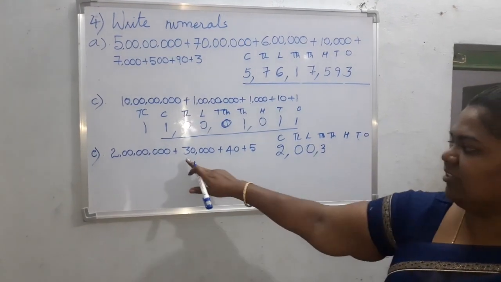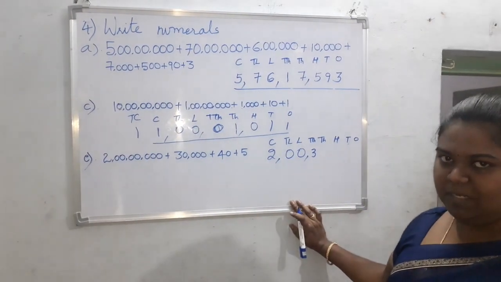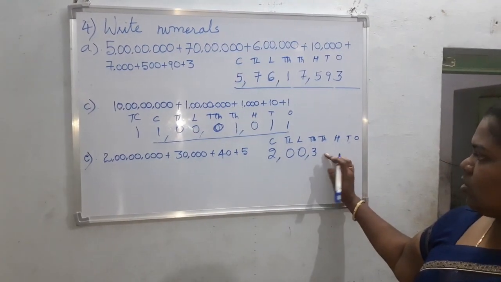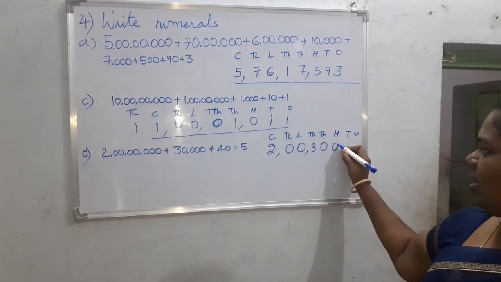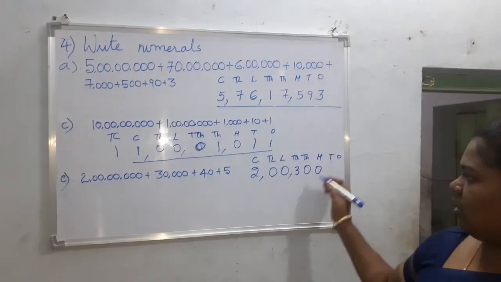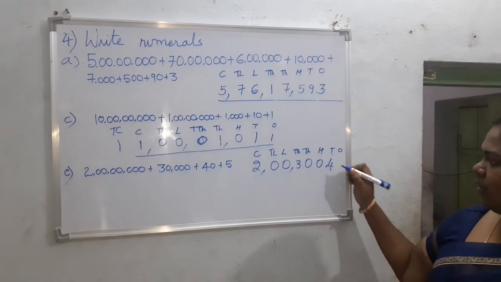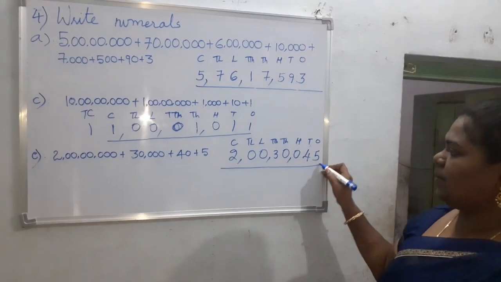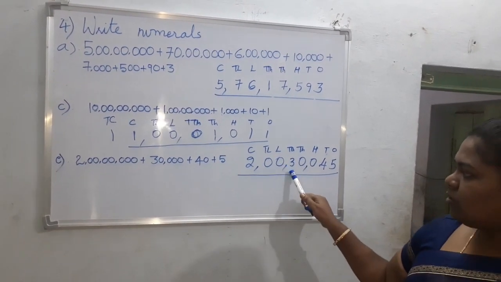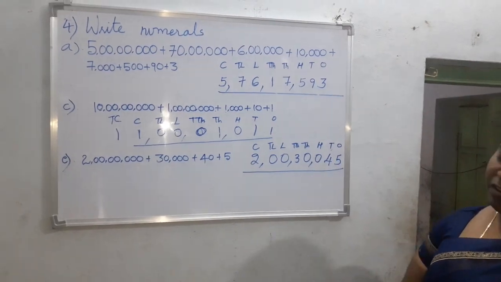Next is 1,000. After 30,000, you should have thousands place, single 1,000. But it's not given, so just put a 0. Next is 100. You don't have even 100. Next is 40. Tens place 4. Then 5. Single digit in ones place. So this is the number 2 crore 30,000 45.